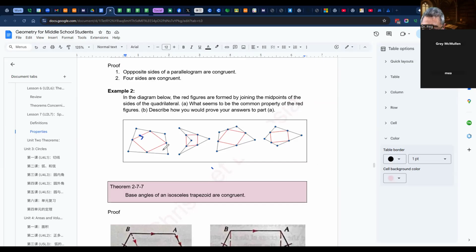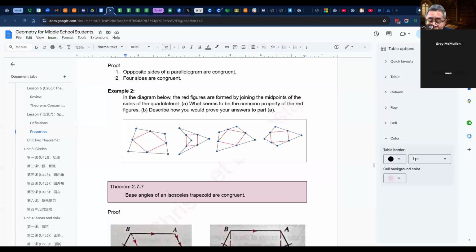But one thing we know for sure, they are all parallelograms. This and this are parallel, and this and this are parallel. Similarly, this and this are parallel. Now this one looks like a rectangle, but we don't know for sure, but they are all parallelograms. But now the tricky part is, how do we prove that?